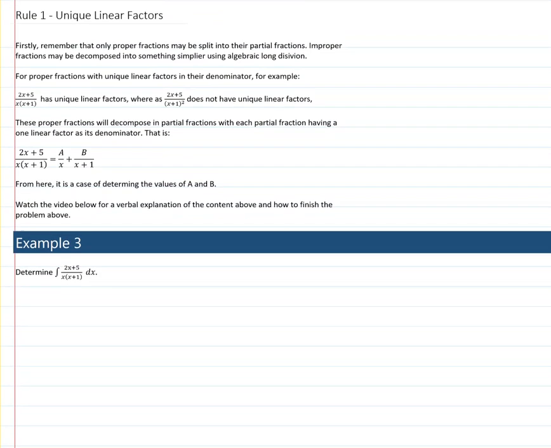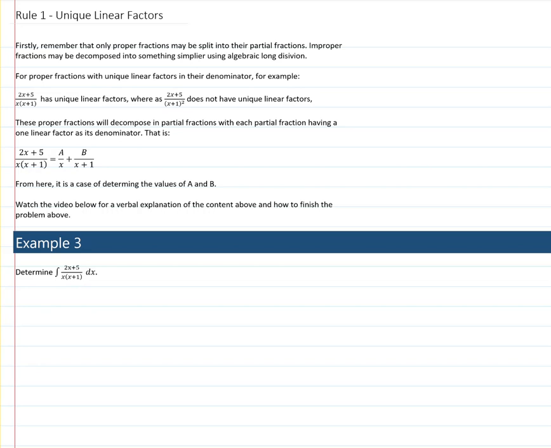What we need to do is to use this idea of partial fractions. There are three different types of decomposing a proper fraction into partial fractions, and this first one is the unique linear factors. Basically, if the denominator has unique linear factors, the first linear factor is x, the other one is x plus 1. Whereas something like this doesn't, right? We've got x plus 1 squared. That means there's two x plus 1s.